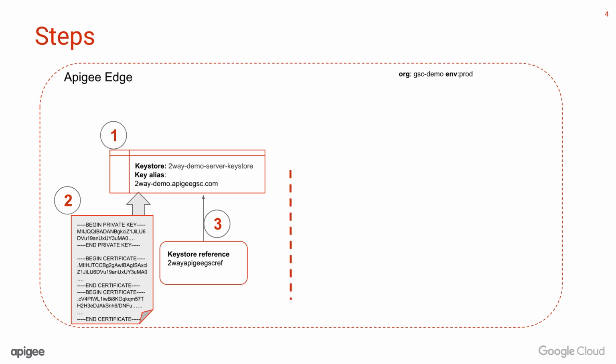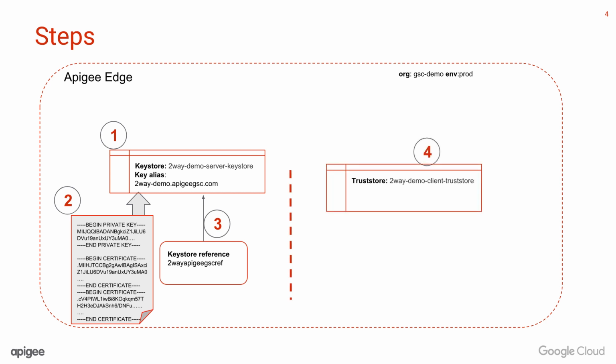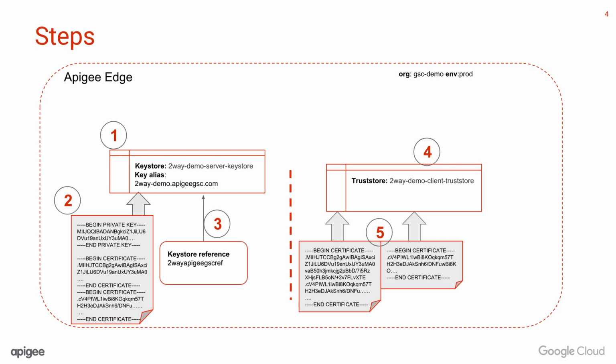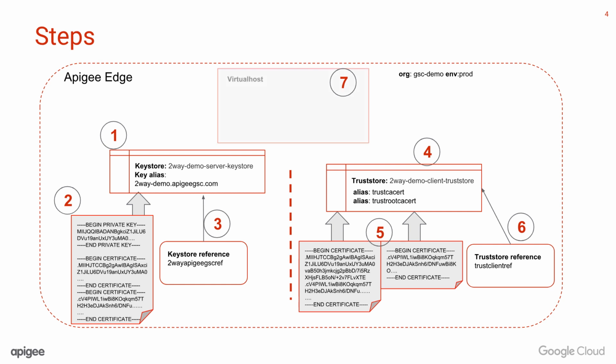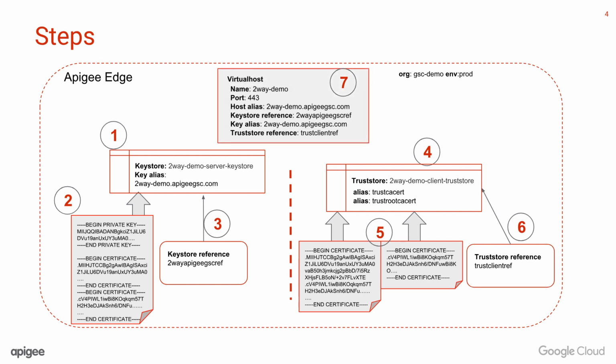create a trust store, upload the API client's CA certificates separately to the trust store by creating an alias for each CA certificate, create a trust store reference pointing to the trust store, create a virtual host with the user's DNS name as the host alias, and use the key store reference and the trust store reference in the configuration.